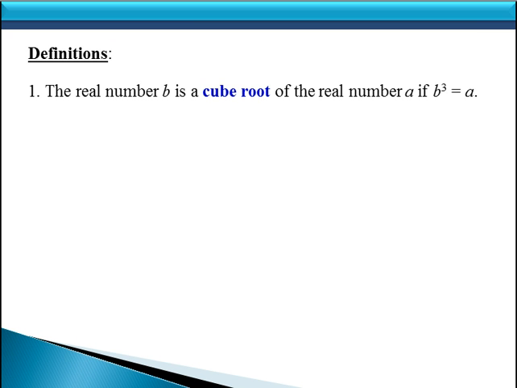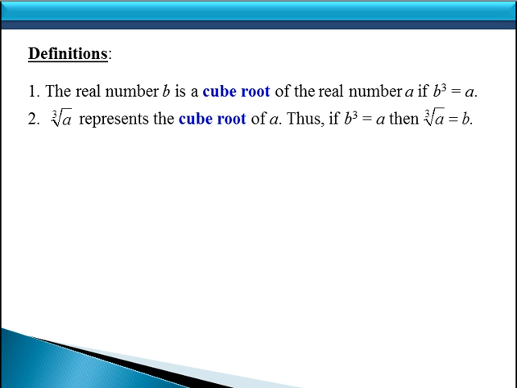Okay. Now for another definition. The real number b is a cube root of the real number a if b cubed is equal to a. So this notation here represents the cube root of a. So it looks very similar to a square root symbol, but there's that little 3 there that indicates that it's not a square root, it's a cube root. So if b cubed is equal to a, then b is the cube root of a, so we'd write that as the cube root of a is equal to b.